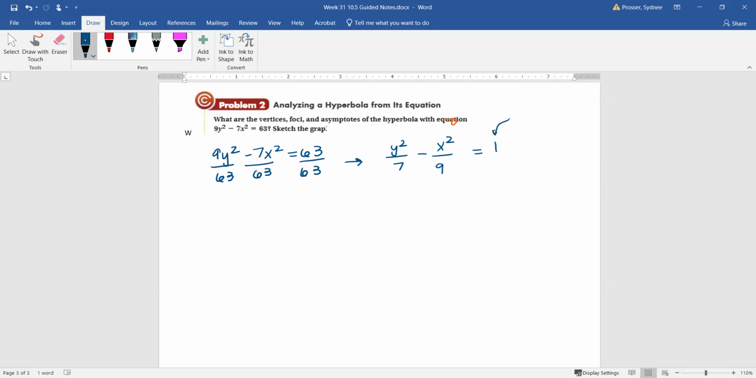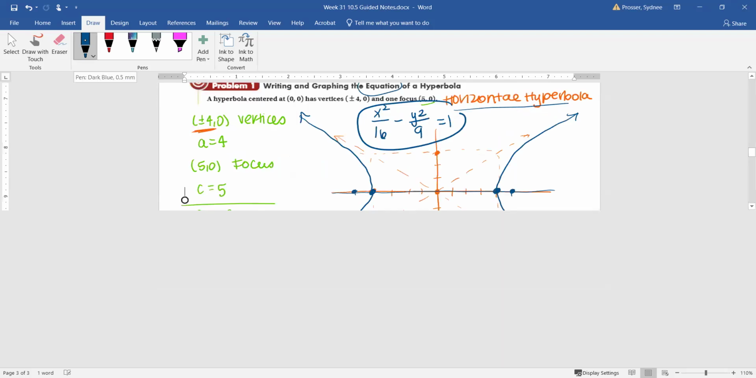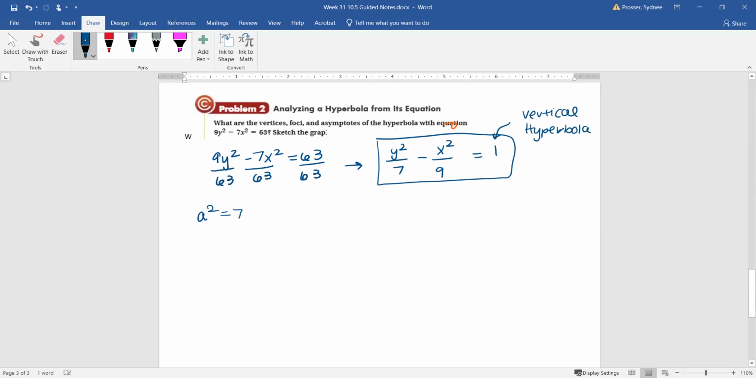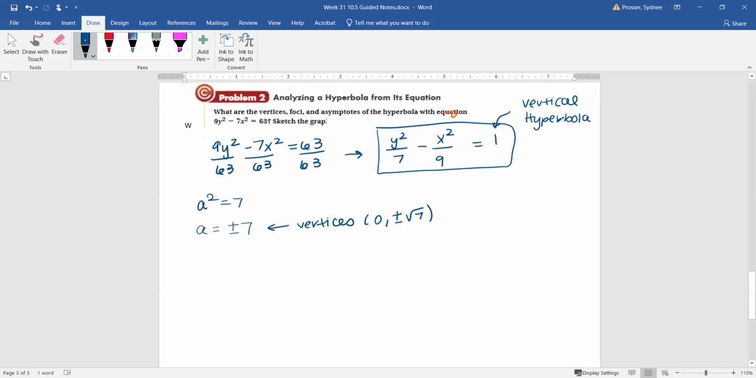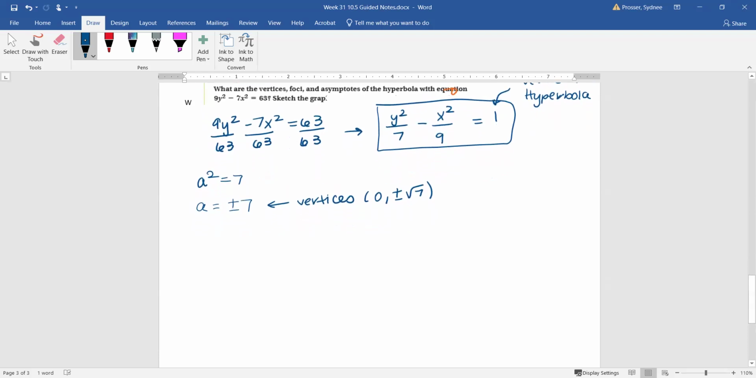Right away, when I look at this equation, I know it's going to be a vertical hyperbola because that y squared is first. Okay, then let's check out our vertices. Looking at this equation, I know my a squared value is 7, so that means my a is going to be plus or minus the square root of 7. So that means my vertices are at 0, comma, plus or minus the square root of 7. I know that because it's a 0, comma, since it's a vertical hyperbola. So it's going to go up and down on a vertical transverse axis.